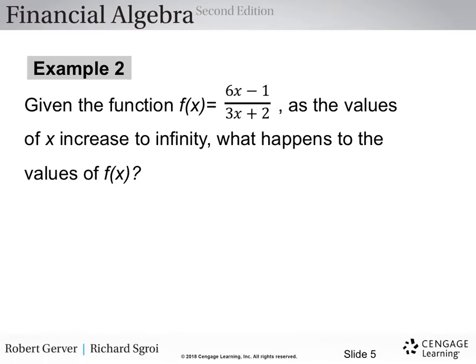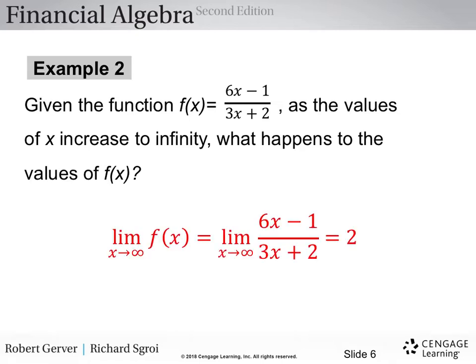So let's look at another example. Given the function f of x is equal to 6x minus 1 over 3x plus 2, as the values of x increase to infinity, what happens to the values of f of x? Well, again, we're going to use a limit function, so that we're talking the limit of this function as x gets really big. So we've got the limit of 6x minus 1 over 3x plus 2.